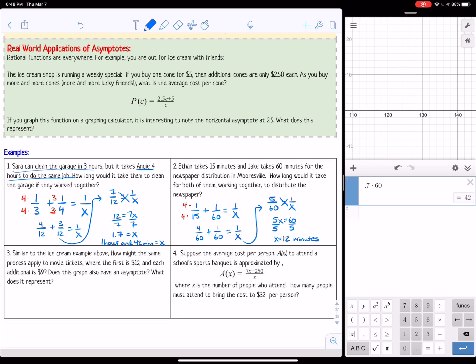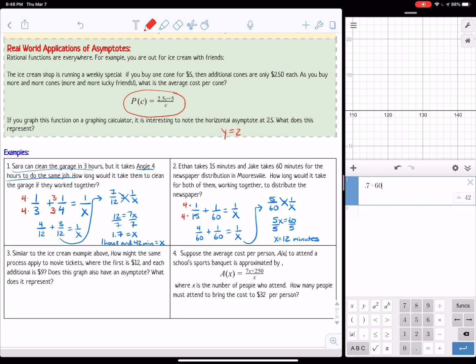As you buy more and more cones, you have more lucky friends. What is the average cost per cone? And so we set up this function of $2.50 per cone after the $5 cone divided by the total number of cones that were $2.50. If you graph this function on a graphing calculator, it is interesting to note that you have a horizontal asymptote.